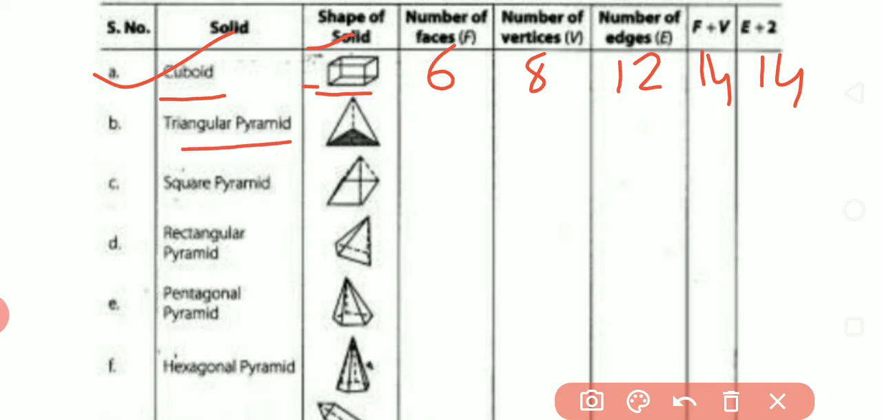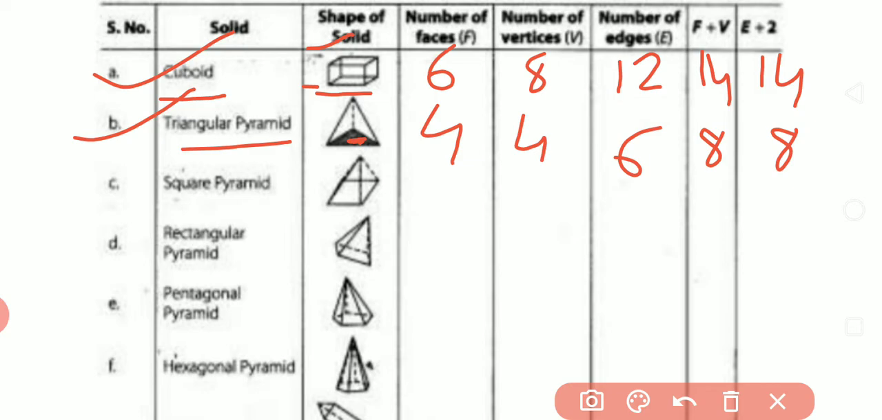Let us come to the triangular pyramid. How many faces does a triangular pyramid have? One at the base and 3 at the side. So there are 4 faces. Number of vertices, 3 at the base, 1 at the top, that is 4. Edges, 3 at the sides, 3 at the base, so 6 edges. So let us find F plus V, that is 4 plus 4 is 8. E plus 2, that is 6 plus 2 is 8. So yes, it is also a polyhedron.